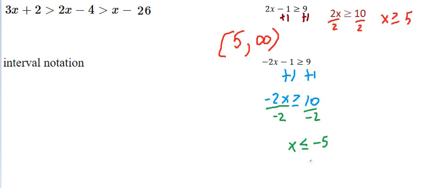And then when we go to put this in interval notation, we would have negative infinity all the way up to negative 5, and this would be a bracket because we do include it.